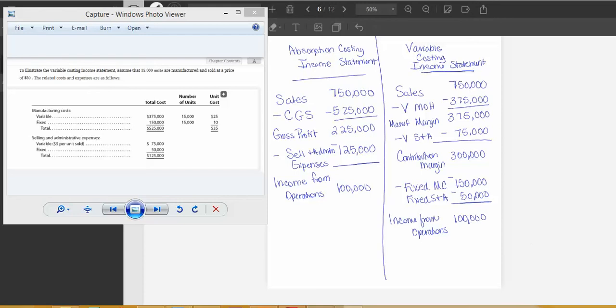So you see that the variable costing income statement takes a little bit longer. It's a little more detailed, but the main thing you need to know about that is it breaks up all your variable cost, and then after your contribution margin is determined, then you take out all the fixed cost. So I hope this helps you understand the difference between absorption costing and variable costing.